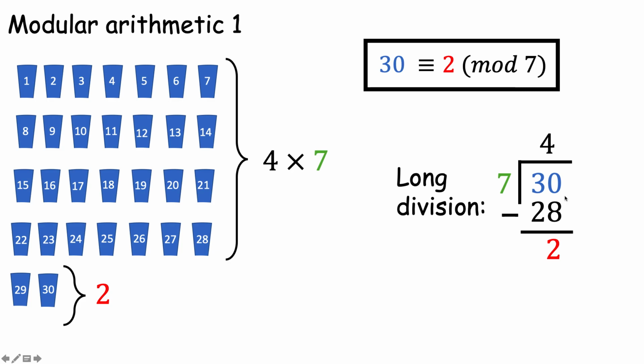Another way of looking at this is through long division. So if we take 30 and divide that by 7, we will see that we are getting a remainder of 2, and that is where this 2 is coming from.